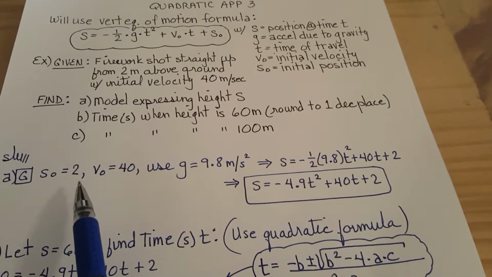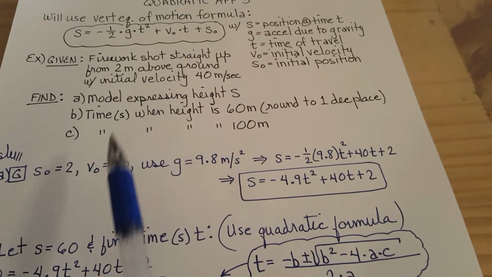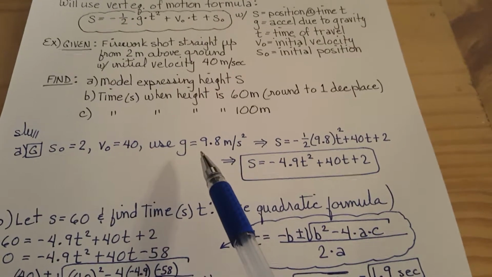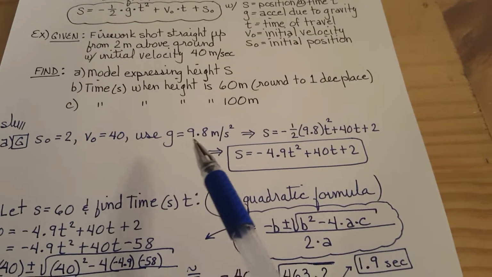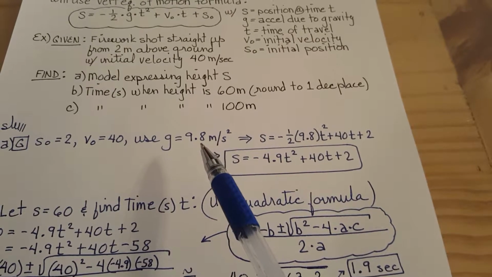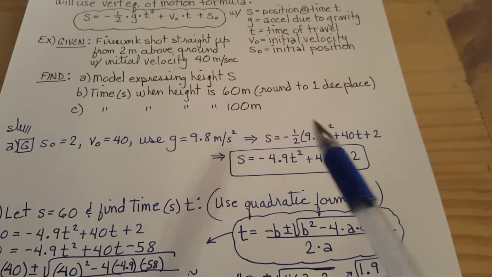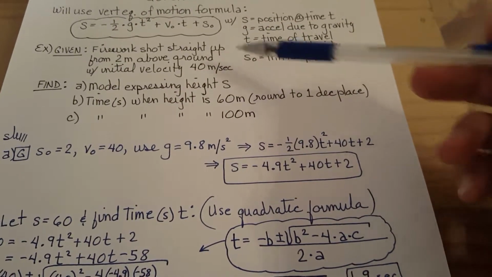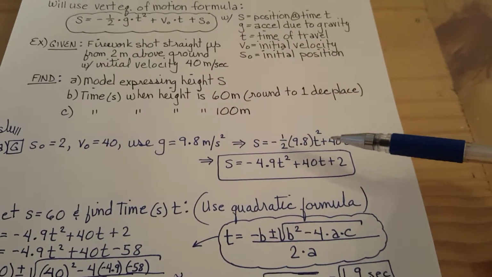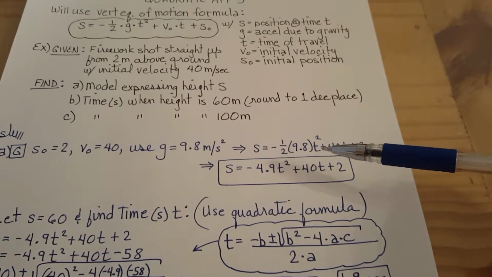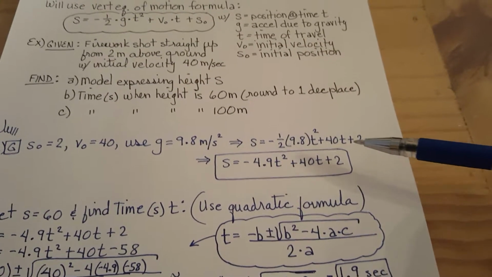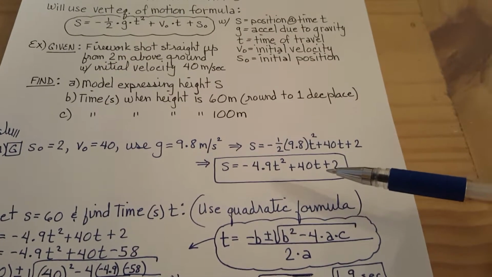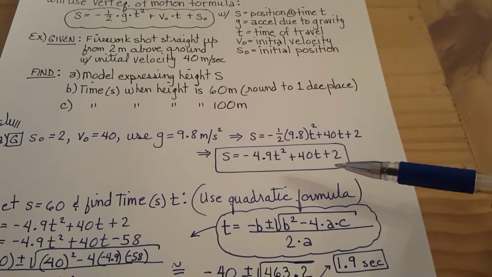Here we're given the initial position is 2 meters because they said it was 2 meters above the ground. And they also gave us the initial velocity is 40 meters per second. And of course, for the acceleration due to gravity, since we're using meters, we're using the 9.8 meters per second squared constant. And we are plugging those into the formula, and that's giving us S equals -1/2 times 9.8 times t squared plus 40 times t plus 2. Then we just simplify it and we get our model. For this problem, this position S is equal to -4.9 t squared plus 40t plus 2.